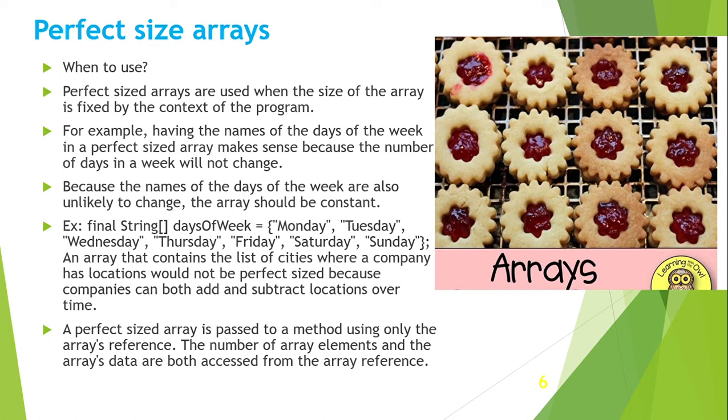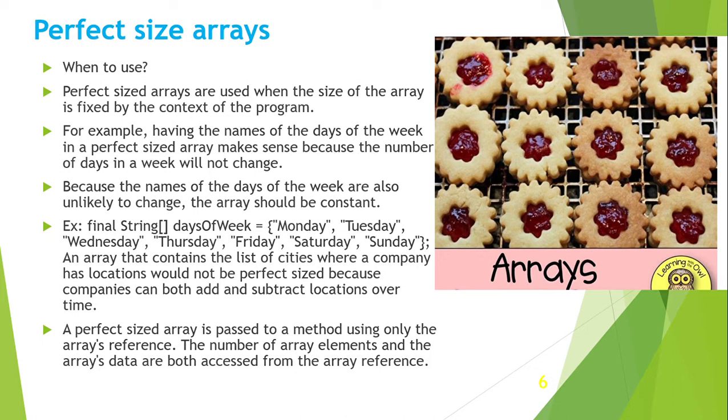When are we supposed to use these perfect size arrays? These are used when the size of the array is fixed by the context of the program. For example, having the names of the days of the week in a perfect sized array makes sense because the number of days in a week will not change. Because the names of the days of the week are also unlikely to change, the array should be constant. For example, we declare and initialize a days of week string array, and we are giving here the keyword final, which cannot be modified. So we are initializing the values Monday, Tuesday, Wednesday, Thursday, Friday, Saturday, and Sunday.